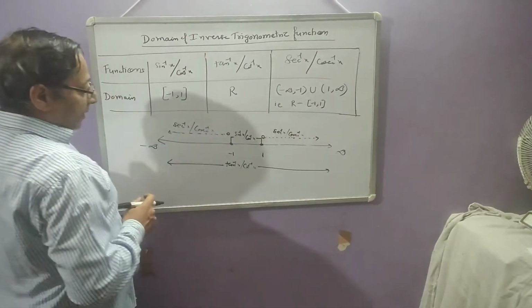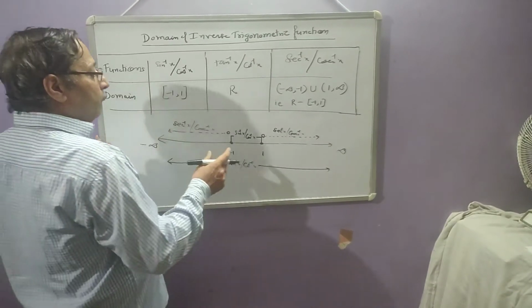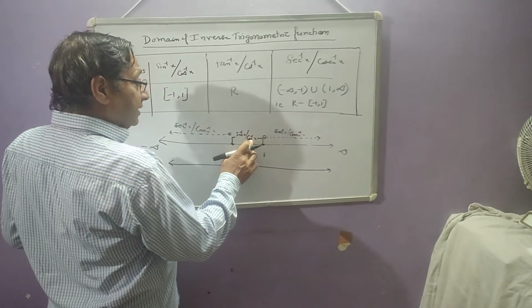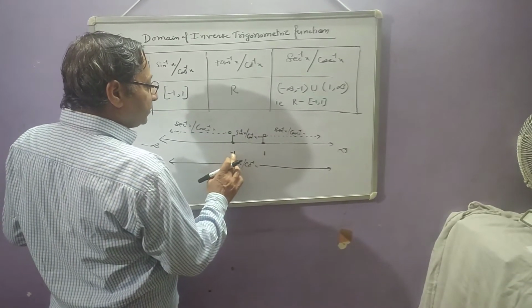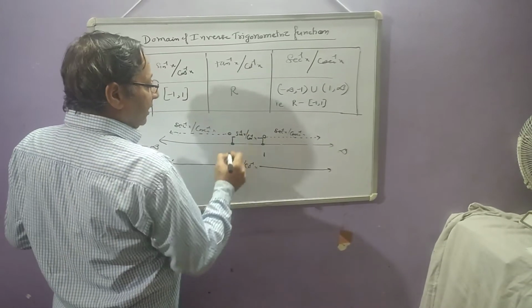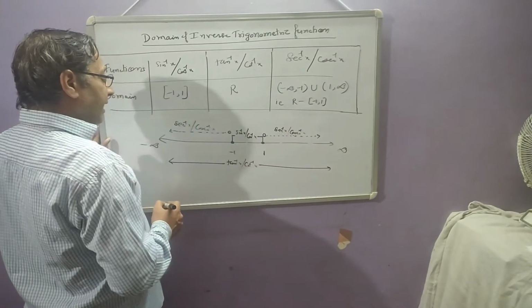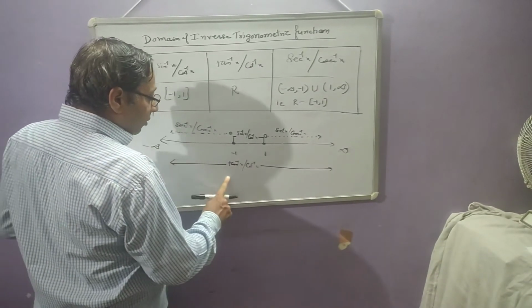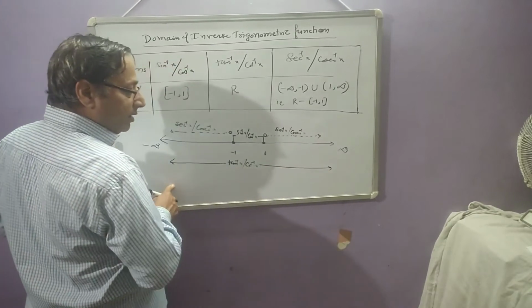So on a real number line, we define sine inverse x and cosine inverse x between -1 and 1. Both are included. I darken the circle, 1 and -1 both are included. Whereas tangent inverse or cotangent inverse is defined all over the real numbers.